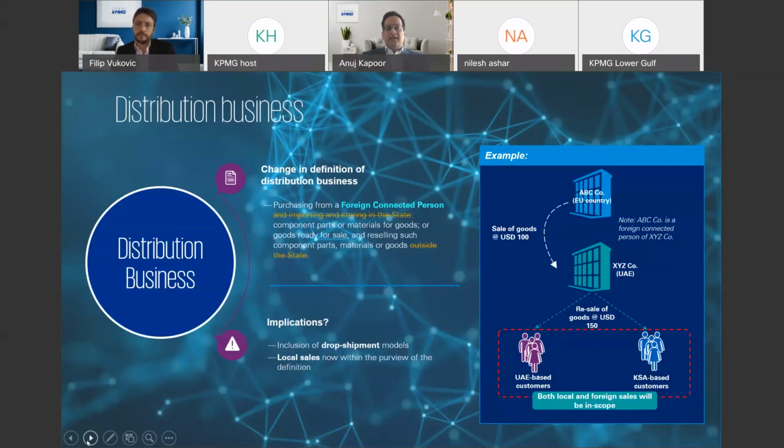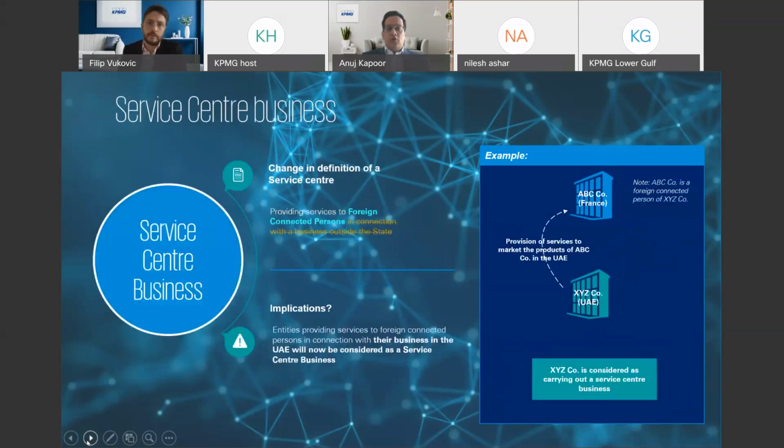Similar to this, if we look at the next slide, even in the service center business, it's now no longer of any consequence whether the services provided to a foreign connected person are in connection with the business inside UAE or outside UAE. Again, a very typical borderline case where otherwise you satisfied all other elements of qualifying as a service center business, but just because the services, say you had a common cost center in the UAE providing marketing services to the whole group, and if those services were taken a position that these services are being rendered to a foreign connected person, yes. However, these are not being rendered in connection with the business inside the state, but outside the state. Now, this is no longer a parameter, and simply performing these services to foreign connected persons and booking the revenue and margins with UAE qualifies you as a service center business.